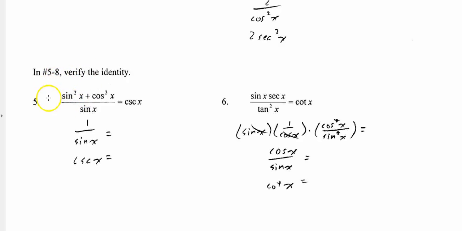It still worked, because then your negative cosine squared and your positive cosine squared canceled, and you still ended up with 1 over sine of x. So it was an interesting way to approach it. It still worked. Next one on number 6, I took the approach of rewriting everything in terms of sines and cosines.